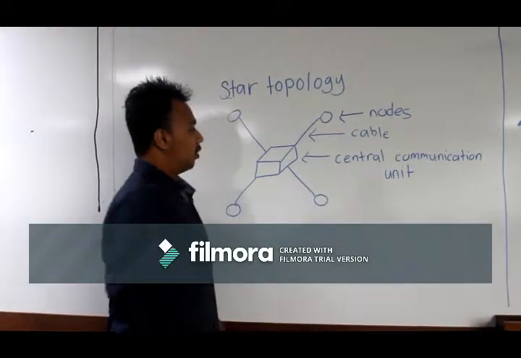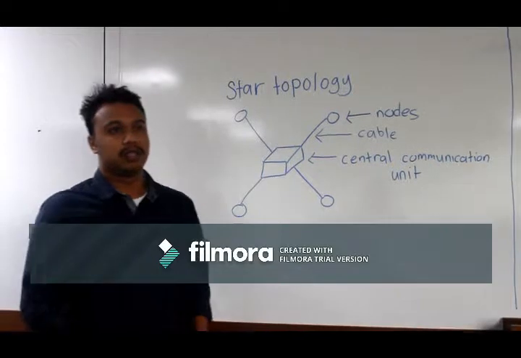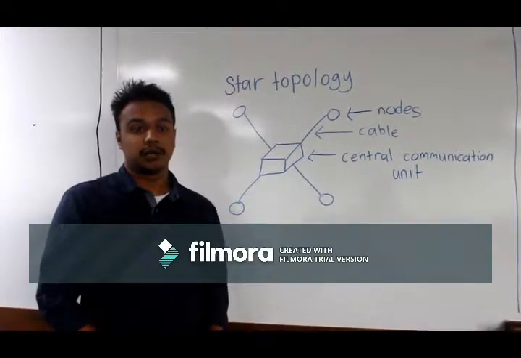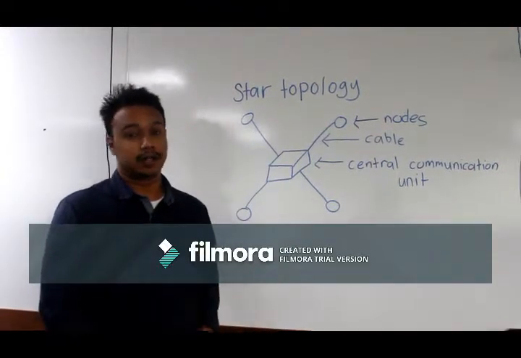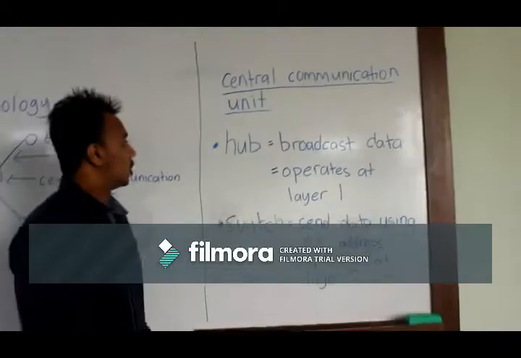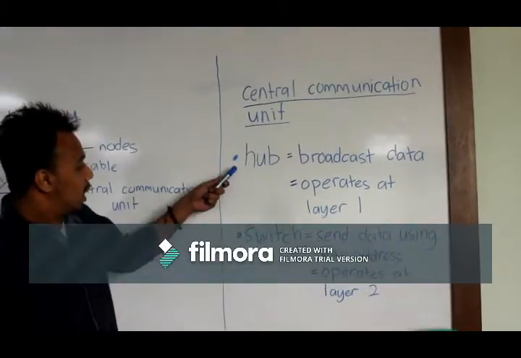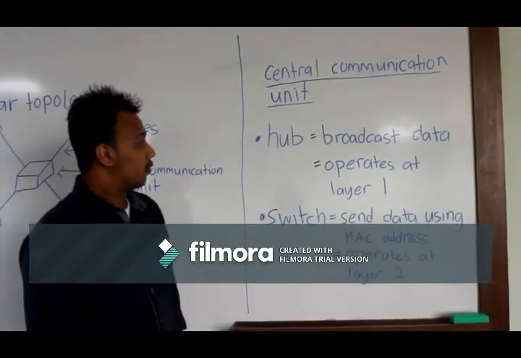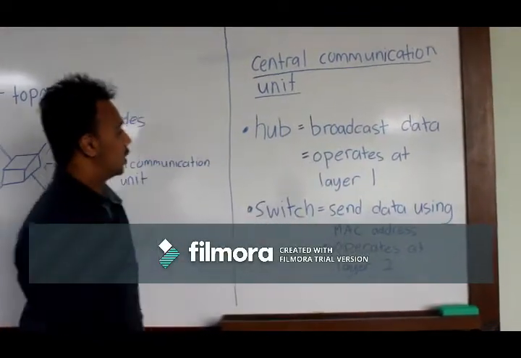For the cable, for a star topology, usually we will use a coaxial cable, UTP cable, or if we need a faster connection, we will use a fiber cable, but it will cost more. For the central communication unit, as for a star topology, we usually use a hub or a switch, but these two devices have a different effect on how the data is being transmitted.